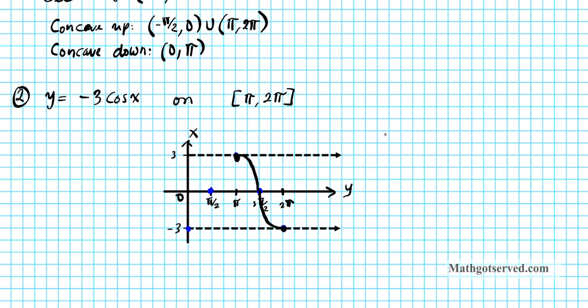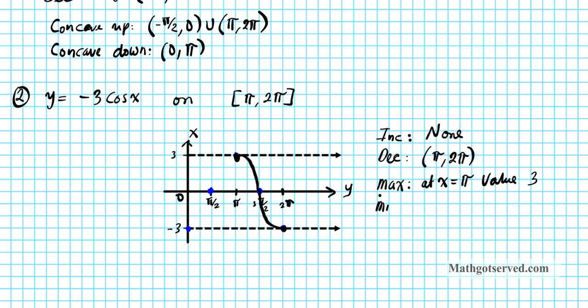Let's go ahead and analyze this. It's increasing where it is going upwards from left to right? There is no such interval, so none. It is decreasing on the entire interval of this graph, so it's decreasing from pi all the way to 2 pi. Let's talk about maximum. The maximum is at x equals pi, and the maximum value is 3.